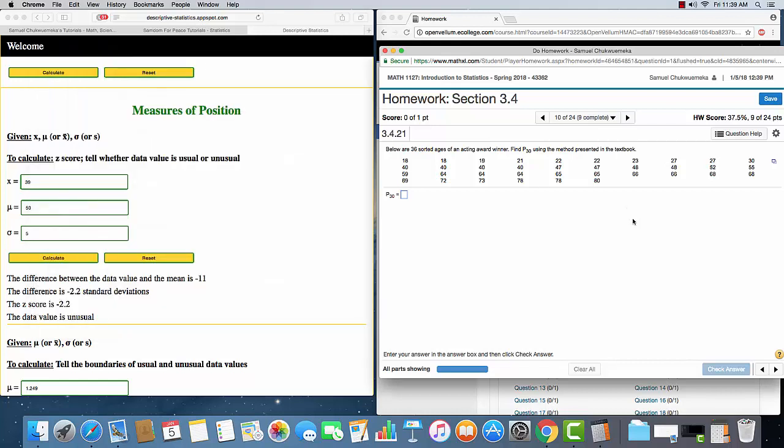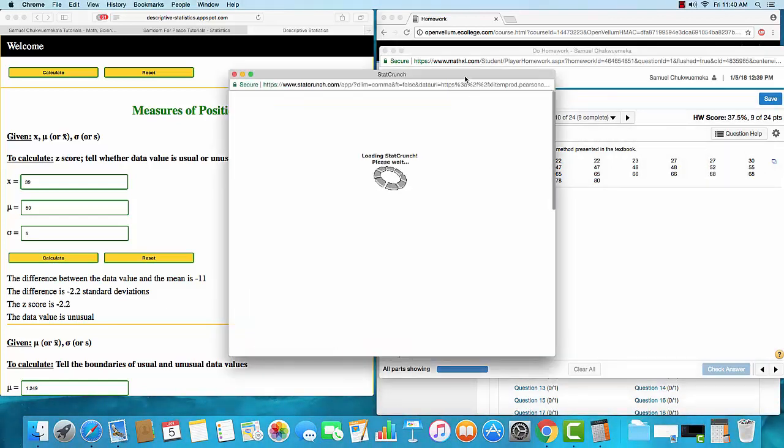Question 10, below are 36 sorted ages. Find the 30th percentile using the method presented in the textbook. So they are asking us for the 30th percentile. They are not asking us for percentile of a value. In this case, they're asking us for the 30th percentile. And we've discussed all this when we did quantiles and boxplots. So what we're gonna do is we open it in Statcrunch. We will use Statcrunch for this one.